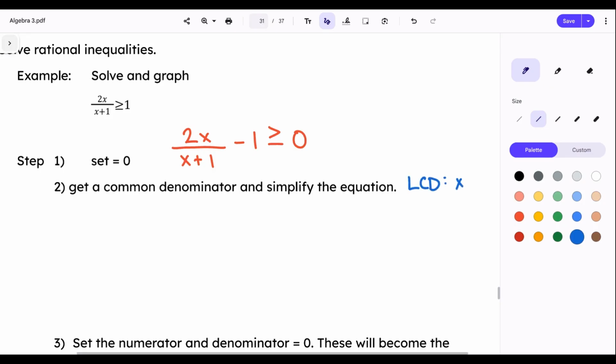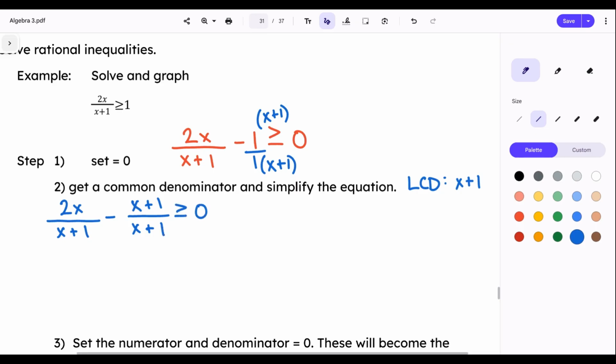is just going to be that quantity x plus 1, which means you're going to take this minus 1 that we have, and you're going to turn it into a fraction. And to do that, you're going to think about this as being over 1, and you're going to take the top times our LCD, which is x plus 1, and you're going to take the bottom times our LCD, which is x plus 1. So we're not doing anything to that first fraction. It's going to stay the way it is right now. And then we have minus, and now this is going to say x plus 1 over x plus 1. Okay, still greater than or equal to 0.